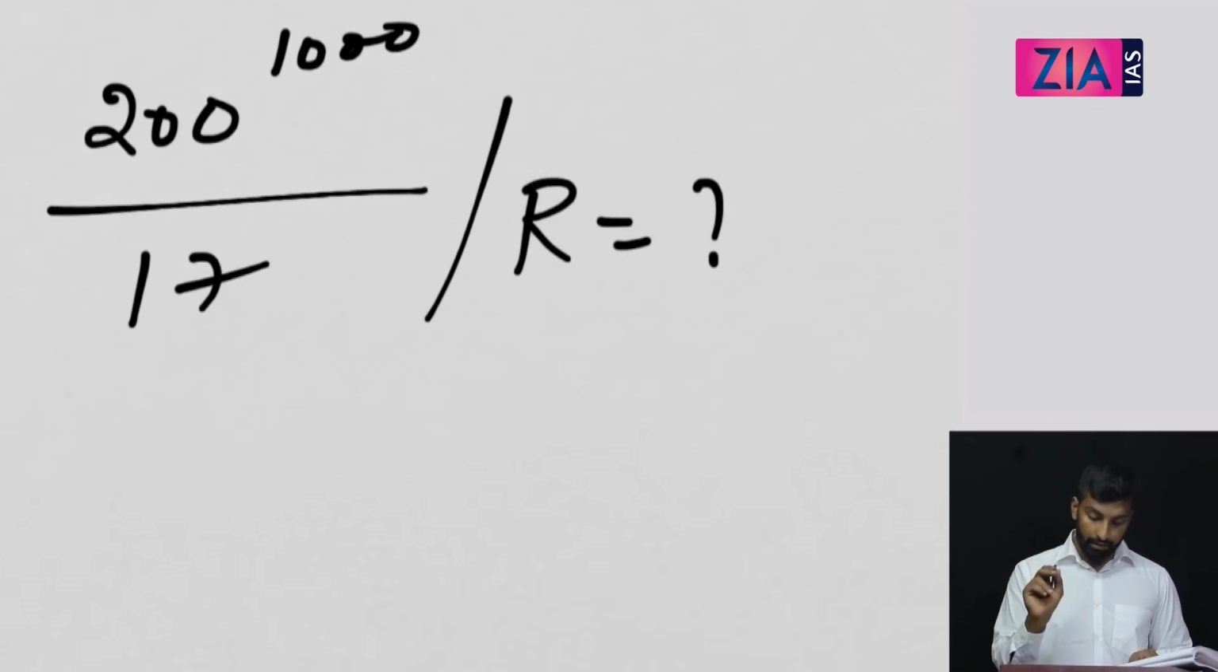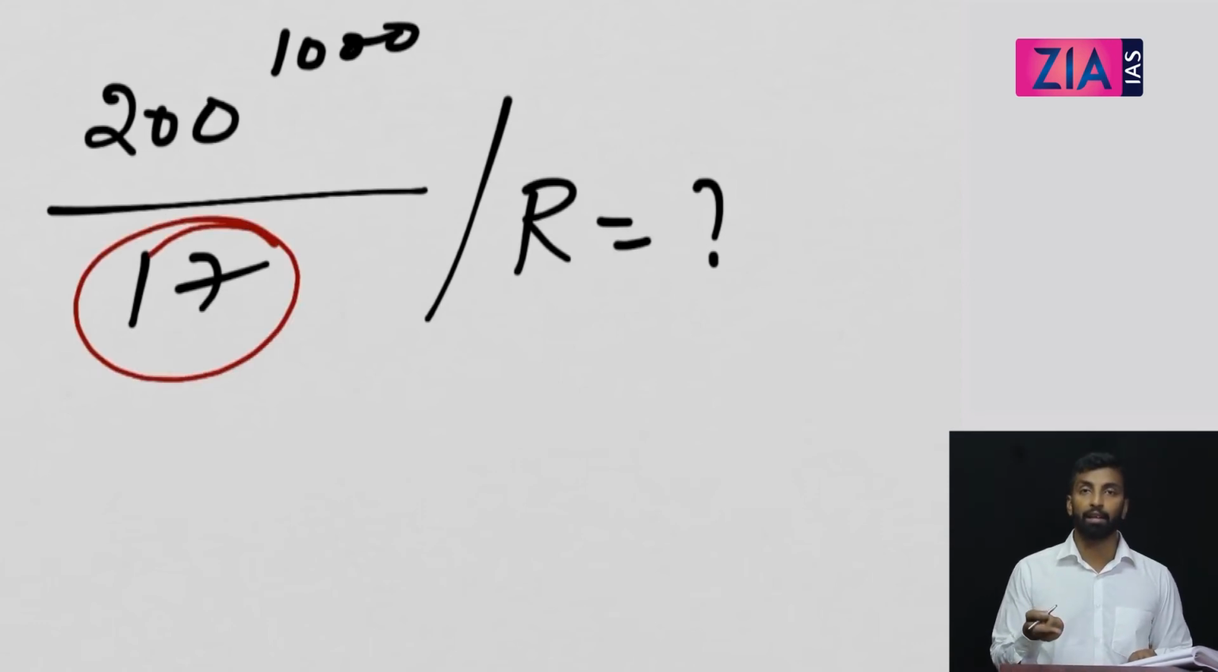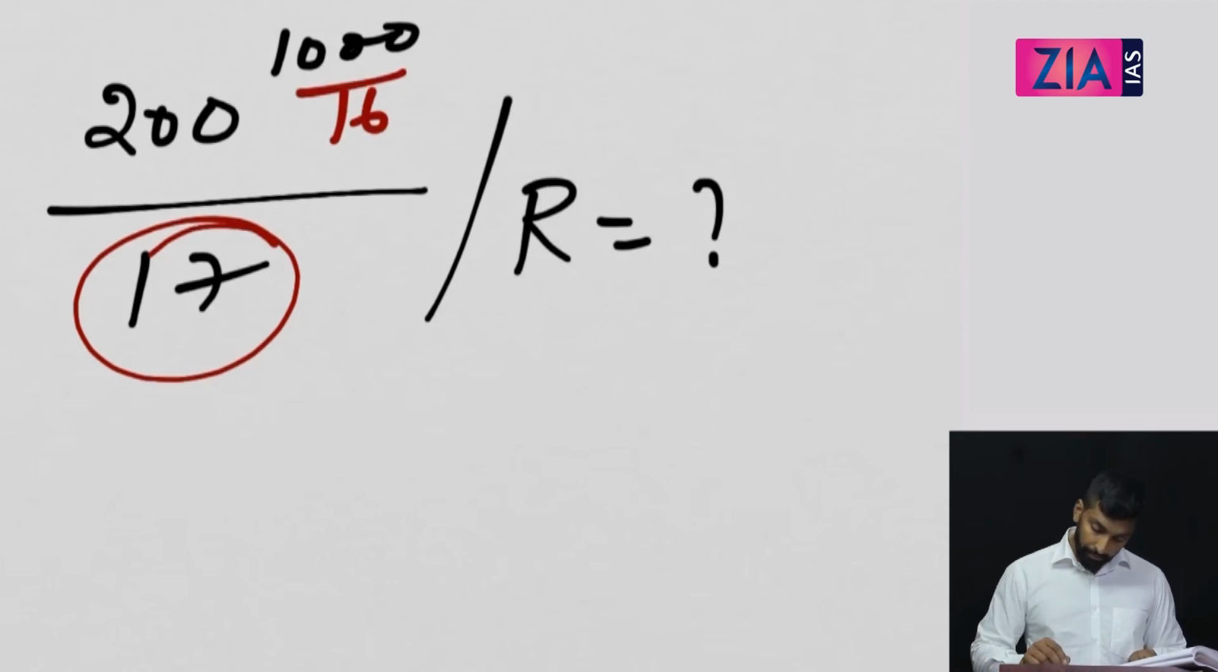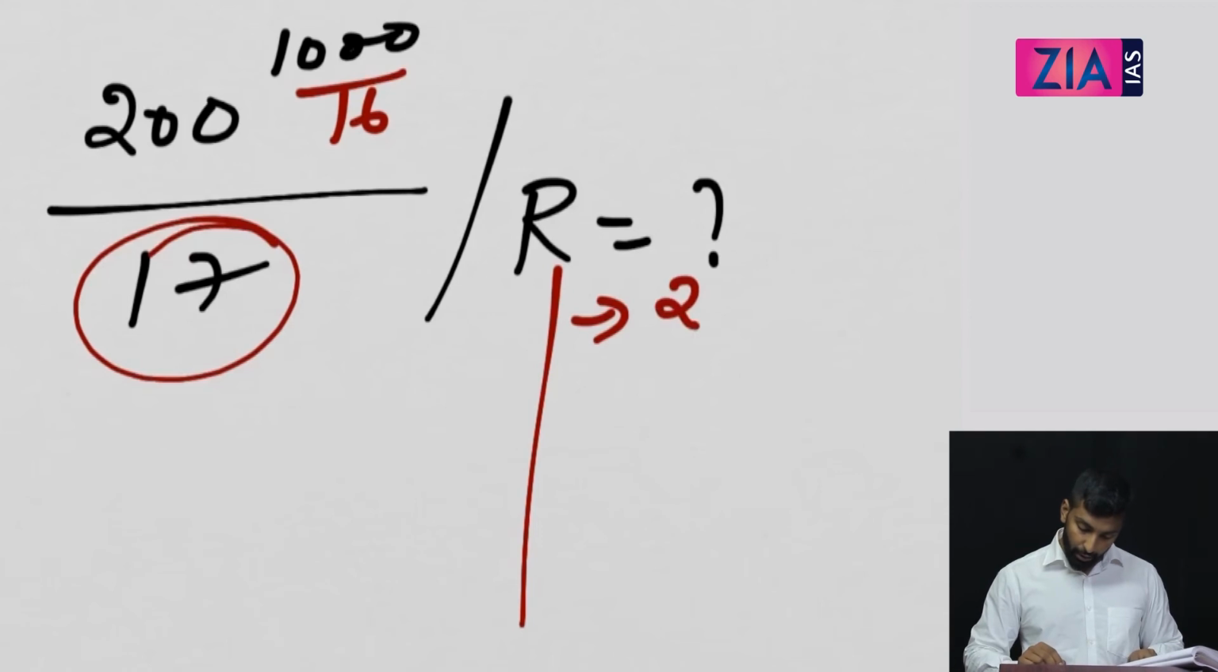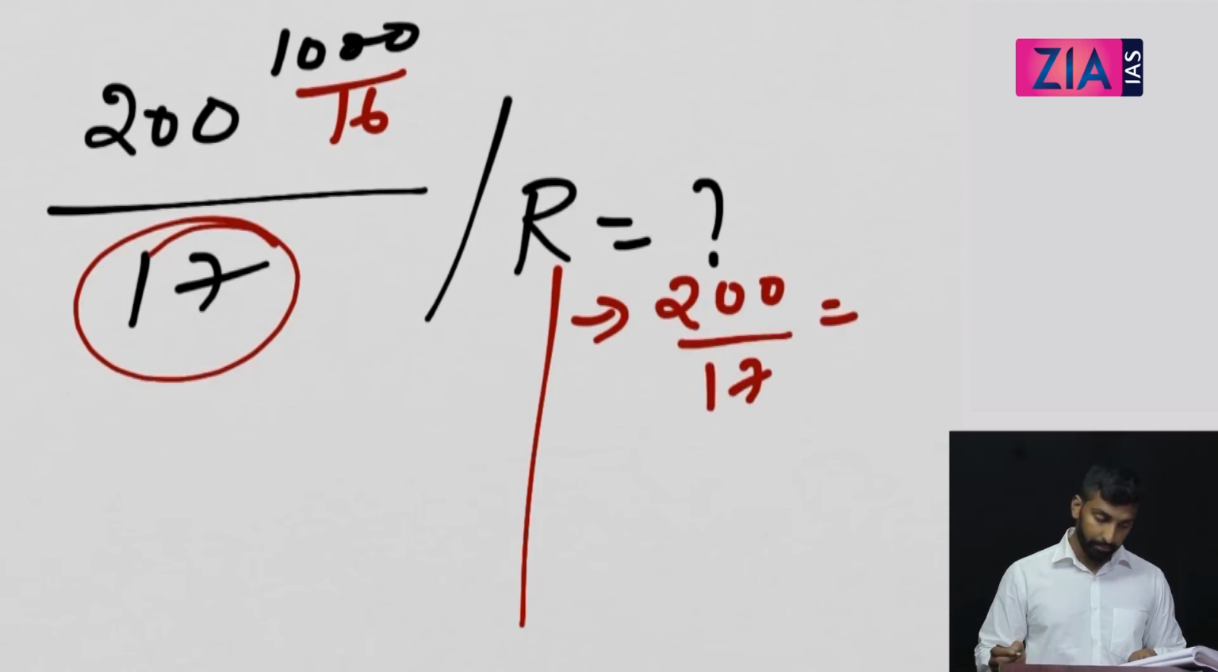You can take the Euler's number and solve easily, because if you see this denominator, it's a prime number, so you can find the Euler's number faster. That is 16. You can divide it faster, right? So what is the first step? If you follow the steps, the first step is 200 divided by 17. What is the remainder? 13, right?